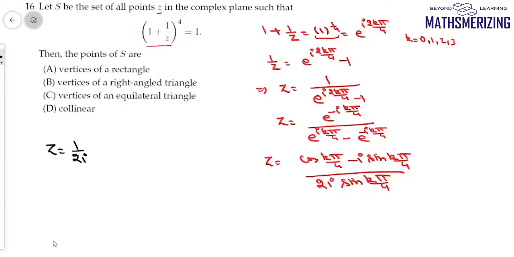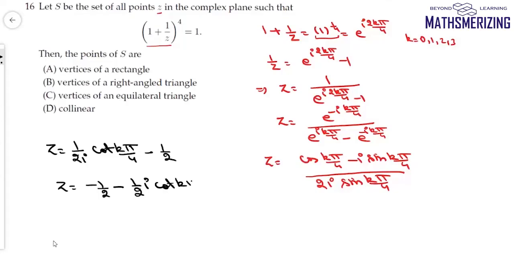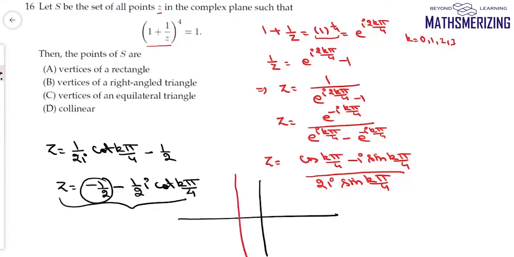So I can write this complex number z as minus 1 by 2 and then minus 1 upon 2 iota cot k pi by 4. Now all these four complex numbers have their real parts as minus 1 by 2. So all these four complex numbers lie on the line z equals minus 1 by 2. So that means all these 4 points in the complex plane are collinear.